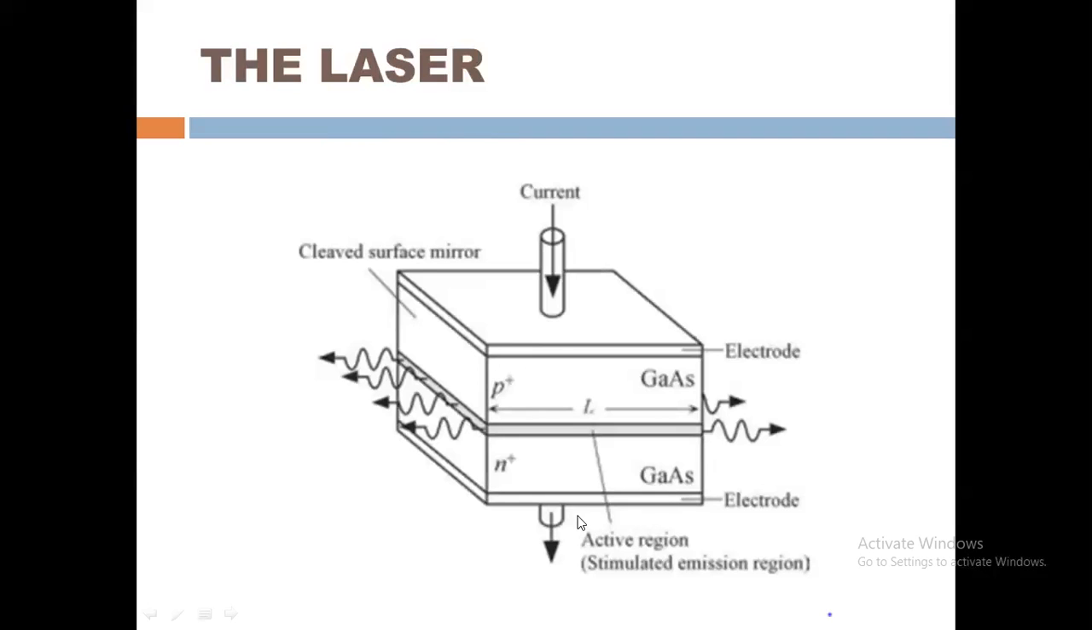This is the picture of a semiconductor laser. In a semiconductor laser, this is the length of the laser, and this is the width of the laser, and this layer is the active region. In the active region the light is emitted, and this is the thickness of the active region. So from the active region, coherent photons are generated outside of the laser.